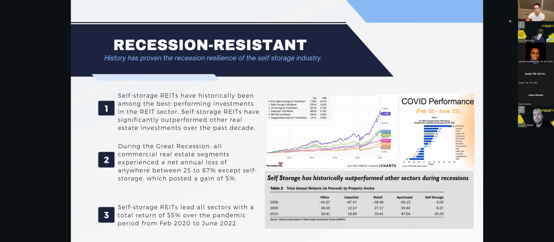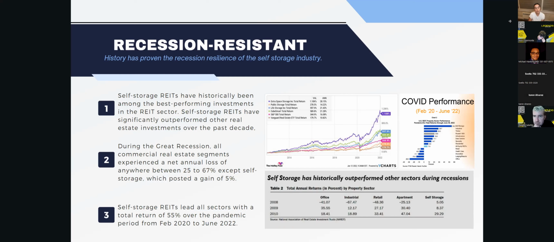And you can see the chart here. I know it's a little bit small, actually it's small on my screen. I don't know about yours, but the purple, the blue, the green, the pink, the orange, those are all self-storage REITs. And then on that first chart, the brown is the S&P, and then Vanguard is the brown. So obviously self-storage outperformed all of those, again, during some of the worst of times that we've seen.